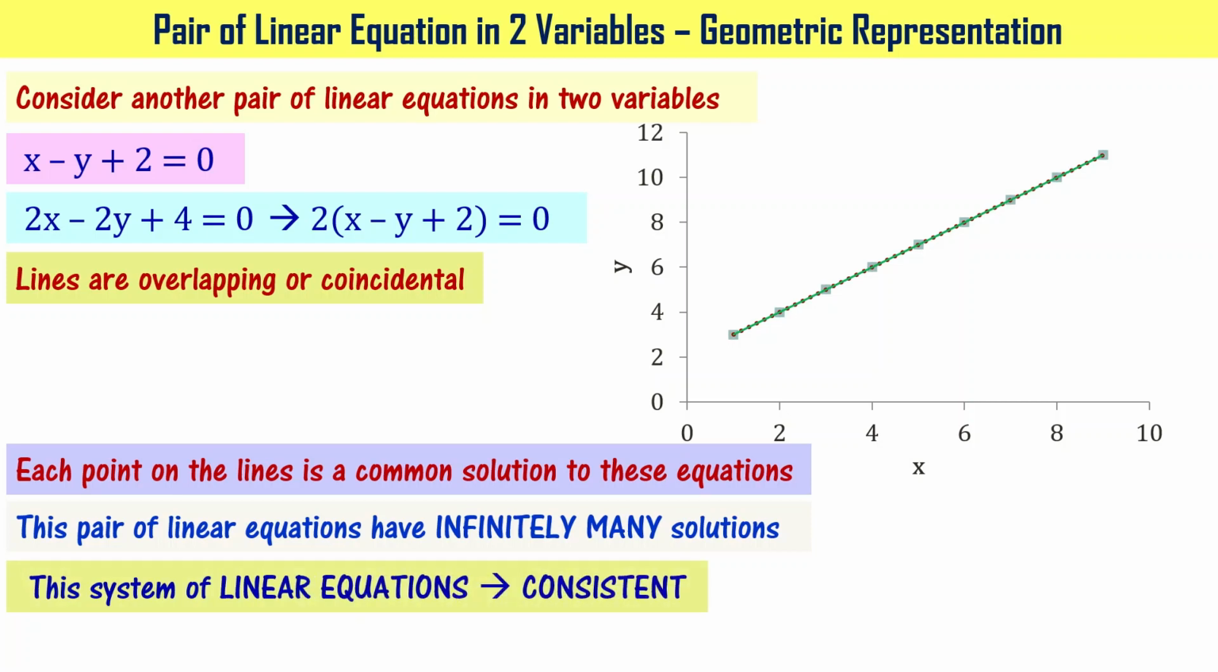This system of linear equations is said to be a consistent system of linear equations. The reason is that there exists a solution, right? And these are also called dependent set of equations. Please take a note of this. When you have infinitely many solutions, the system of linear equations is said to be consistent. At the same time, they are a dependent set of equations. Please take a note of this.